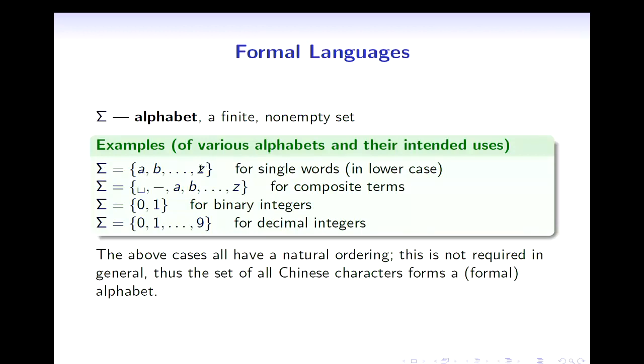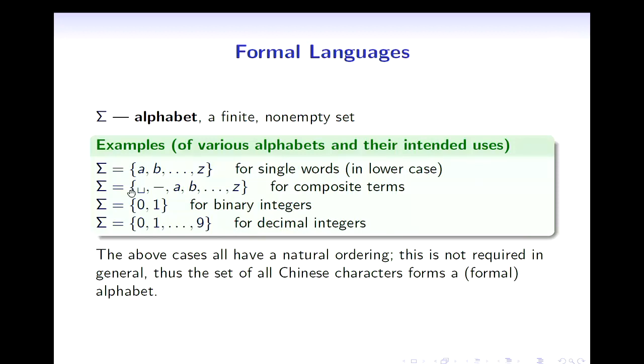You can take the 26 letters that are being used, for example, in English. For single words, if we assume that we only use lowercase letters, then we do have exactly 26. Now, this would be a very common alphabet, one that you are very familiar with.